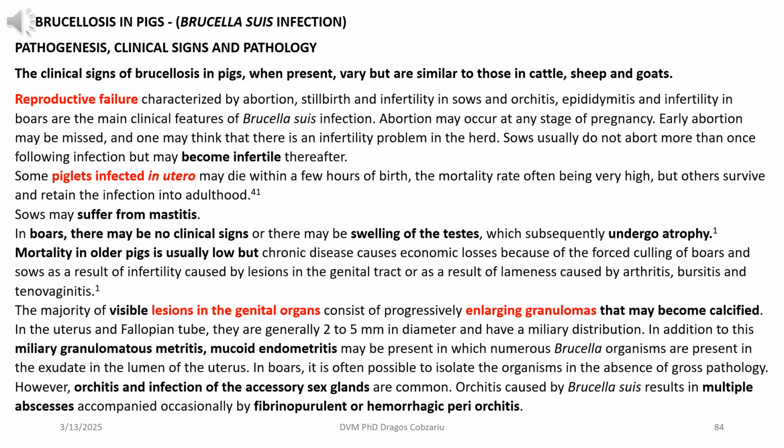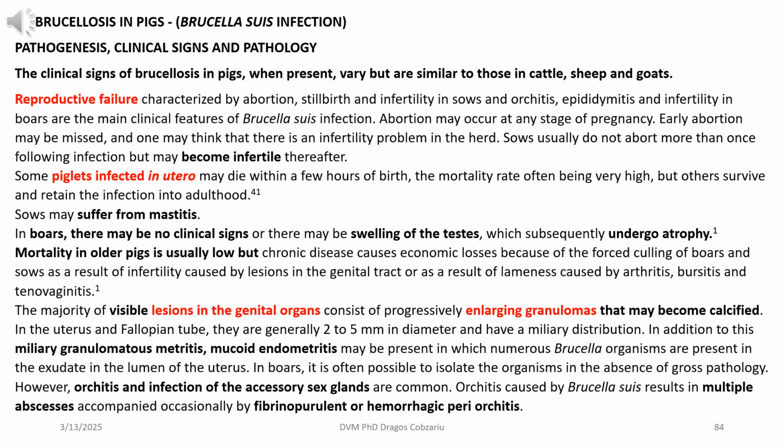Mortality in older pigs is usually low, but chronic disease causes economic losses because of the forced culling of boars and sows as a result of infertility caused by lesions in the genital tract or as a result of lameness caused by arthritis, bursitis and tenovaginitis. The majority of visible lesions in the genital organs consist of progressively enlarging granulomas that may become calcified. In the uterus and fallopian tube, they are generally 2 to 5 mm in diameter and have a miliary distribution.